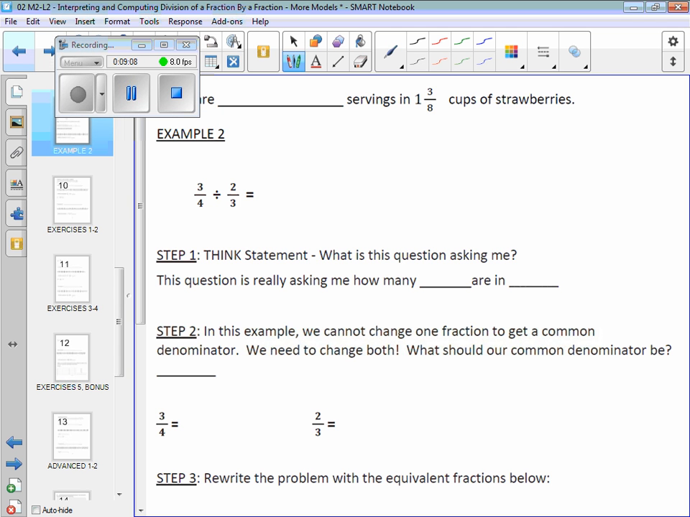So as of right now, how do we want to write our think statement? Before we make our common denominator, what should it be? I want to hear from some others. Raise your hand if you know it. Yeah, Aiden. 4. No. How many what are in what? We have to rewrite our think statement. How many 3/4 and 2/3? Oh no, how many 2/3 and 3/4? Right, it gets kind of reversed, so just remember that.